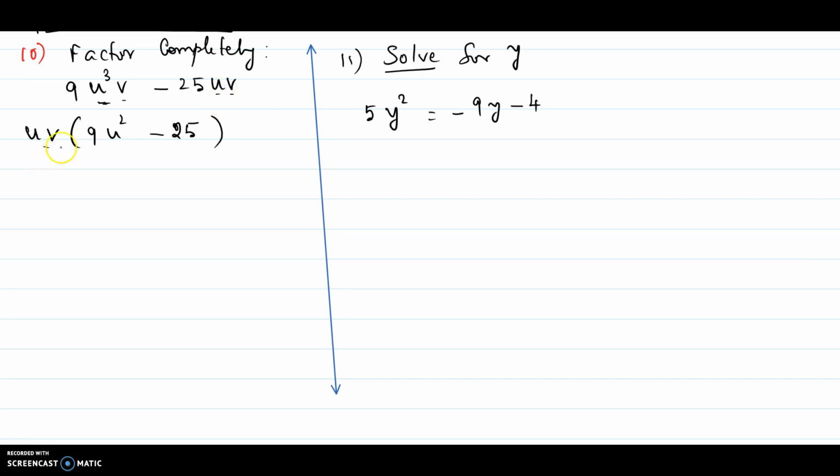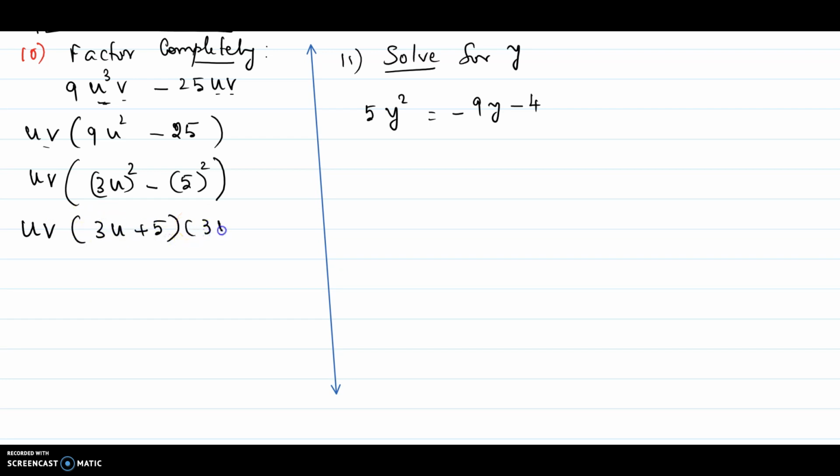Then the problem says factor completely. So you have to further factor this, and you notice these two terms as difference of two squares. So you can write them as 3u square minus 5 square, which are difference of two squares. So uv, if you apply the formula for difference of squares, it is 3u plus 5 times 3u minus 5.